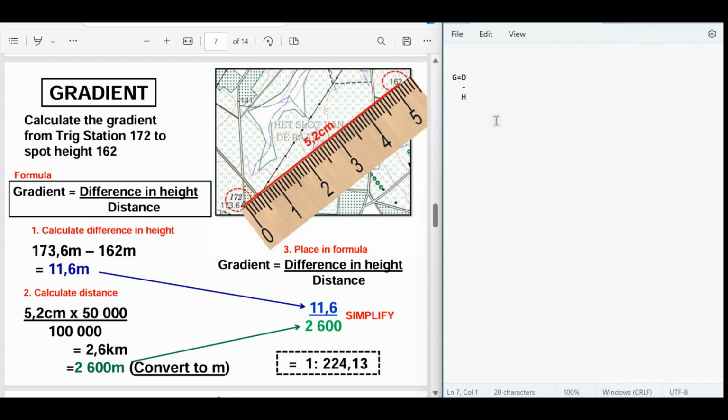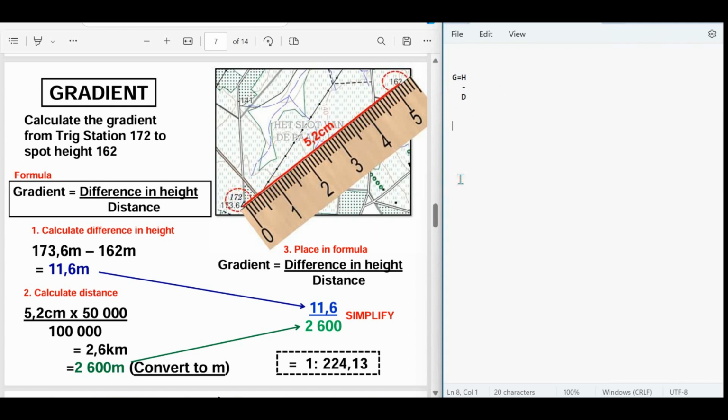This means that if we are to find the difference in height, we must not forget that gradient is equal to height divided by distance. Now we want to deal with the difference in height first. There is distance here and there is height. This is the formula of gradient: gradient is equal to the height of the two geographical objects divided by the distance between the two.